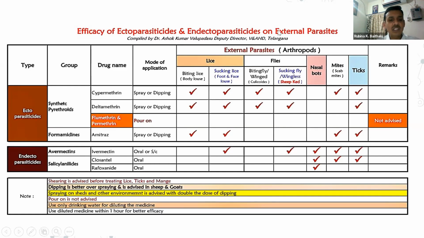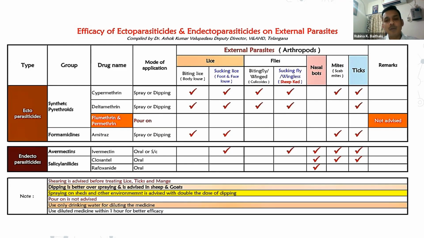The major concern whenever you are treating ectoparasites is that shearing is a must. Shearing should be done before treating lice, ticks and mites, because proper penetration is needed, otherwise it is not effective. As far as the modes of application are concerned, dipping is the best method. Whenever you go for spraying on the sides or other environment, it is advised to double the dose of the dipping. That has to be maintained.